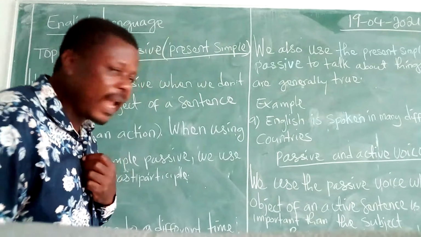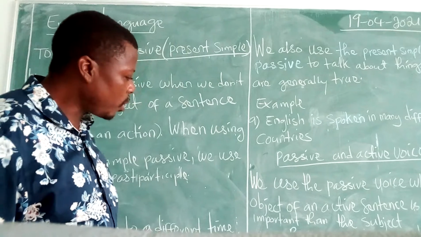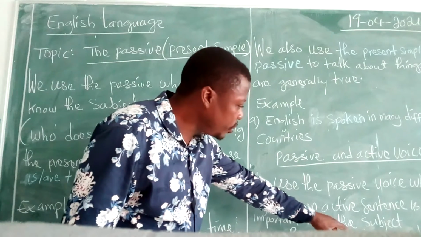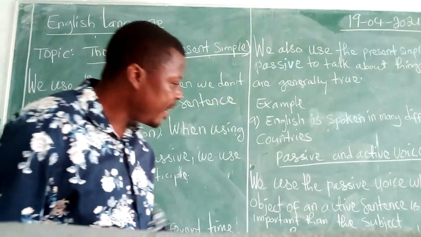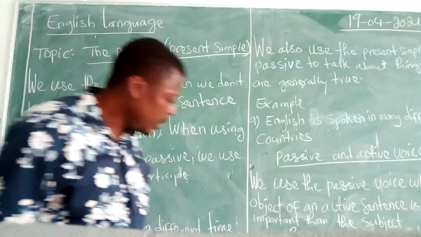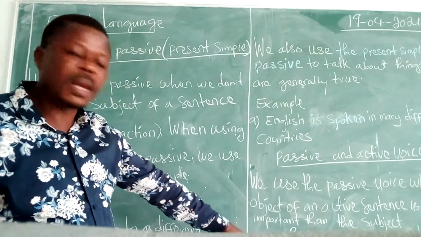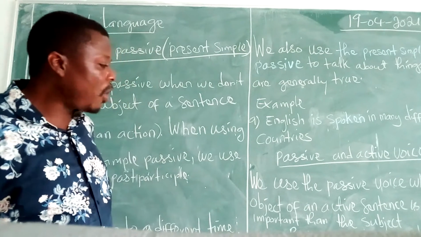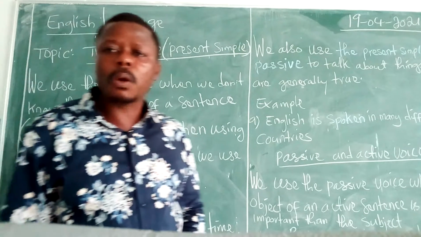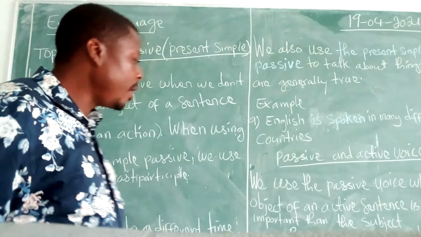Let us take the example on the chalkboard. People in costumes are greeted by visitors. That is an active sentence. When we want to take it into a passive form now, it is visitors are greeted by people in costumes.